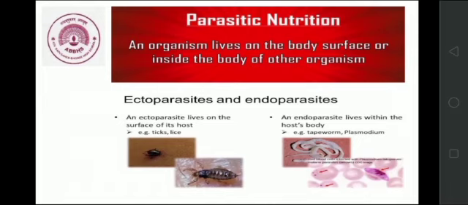Parasites are of two types, ectoparasites and endoparasites. An ectoparasite lives on the surface of its host. For example, ticks and lices. An endoparasite lives within the host's body. For example, tapeworm and roundworm. The nutrition in which a parasite lives on the surface of its host is called ectoparasitic nutrition, and the nutrition in which a parasite lives within the host body is called endoparasitic nutrition.